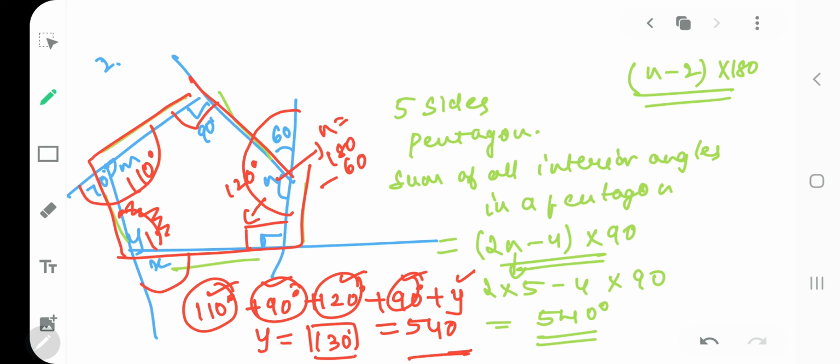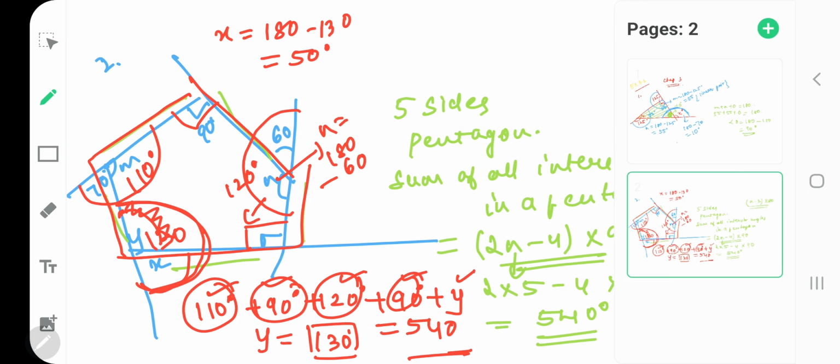Now once I got y as 130, can you see x is a linear pair of y? So if x is a linear pair of y, what will we be doing? Yes, my dear kids, again 180 minus 130, so you will get the value of x as 180 minus 130, that is 50 degrees. Isn't it easy? Yes.